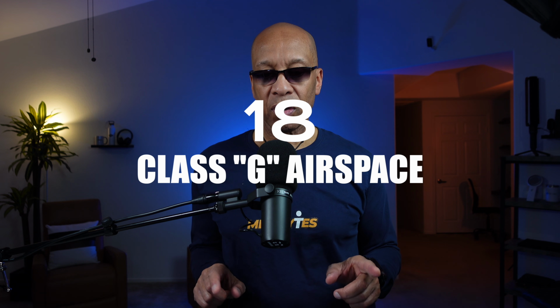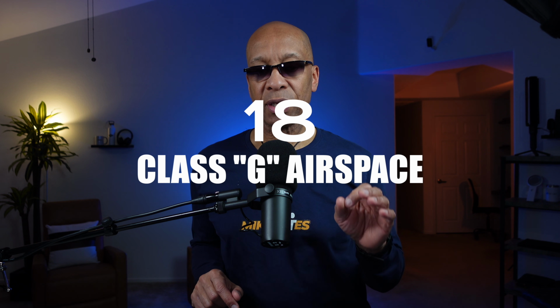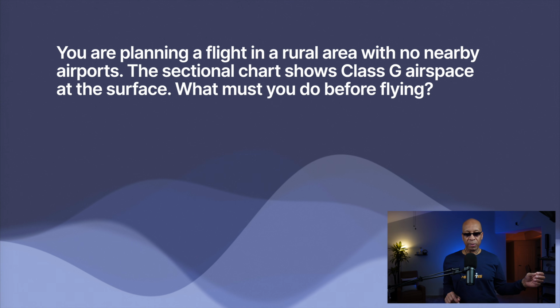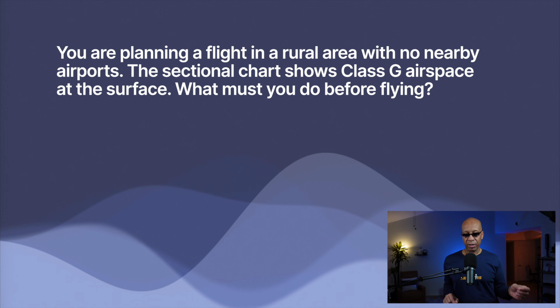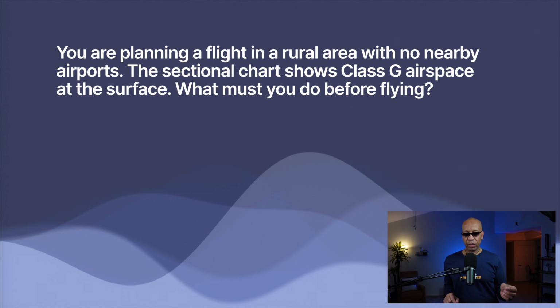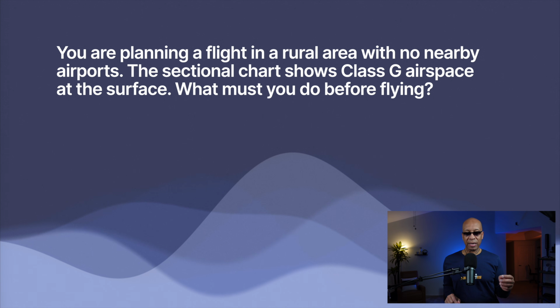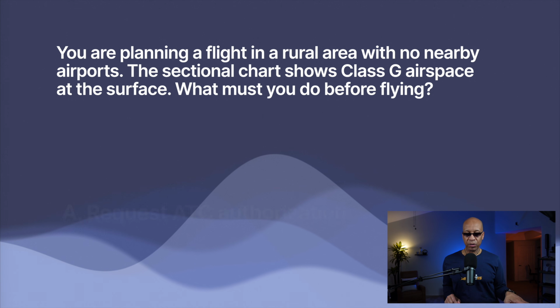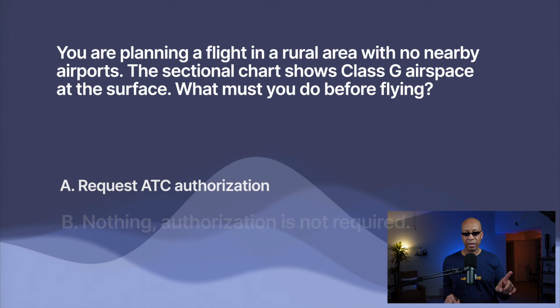Question number 18, which seems to be a simple question, but a lot of you will still get this question wrong. It is about flying in Class G airspace, Class G Gulf airspace. You're planning a flight in a rural area, rural meaning that there's less people. There's not a lot of people there. You're planning a flight in a rural area with no nearby airport. The sectional chart shows Class G airspace at the surface. What must you do before flying?